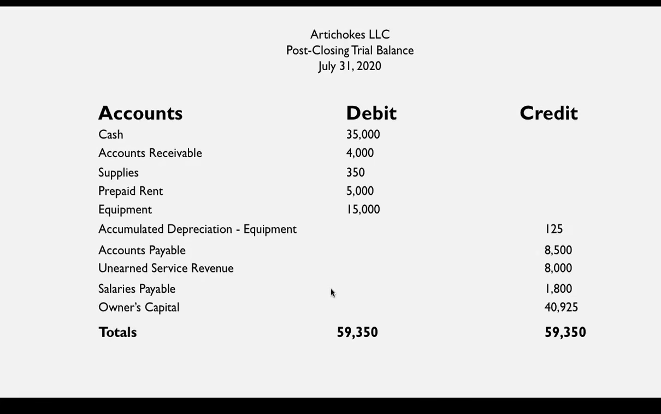So that's how you work through the accounting cycle all in one problem, right? We had journal entries, T accounts, trial balances, adjusting entries, adjusted trial balances, all of our financial statements, and then our closing entries and post-closing trial balance. So that's the accounting cycle.